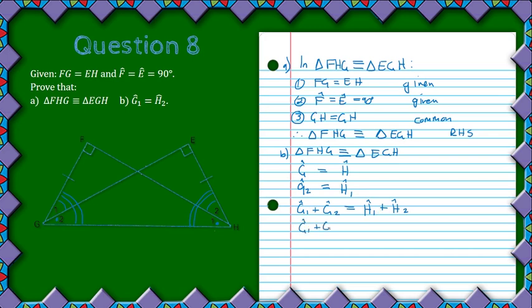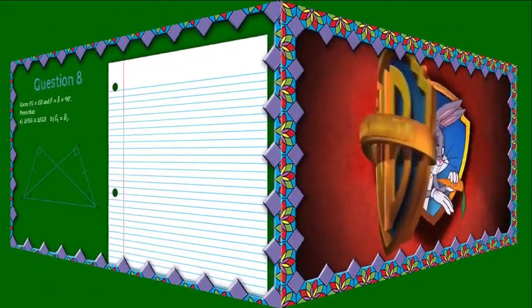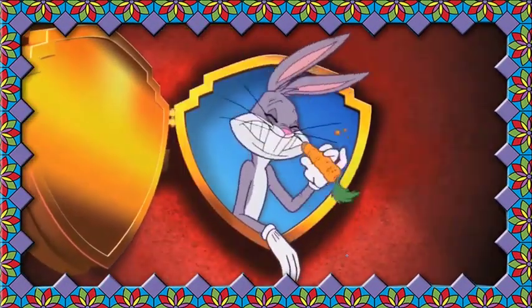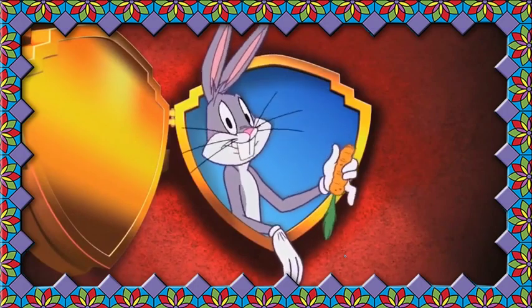So G1 plus G2 is equal to G2 plus H2. So these two will then cancel each other, or if I take the G2 over, it becomes a negative and they subtract. And then therefore angle G1 is equal to angle H2. And that's the end.